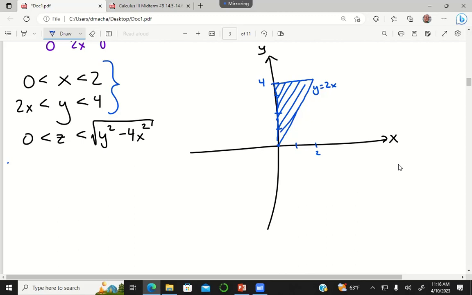And the solid is going to live above this region in xyz space, where the upper bound is going to be the square root of y squared minus 4x squared. And if I set z equal to the square root of y squared minus 4x squared, then I would get z squared plus 4x squared minus y squared is equal to 0.